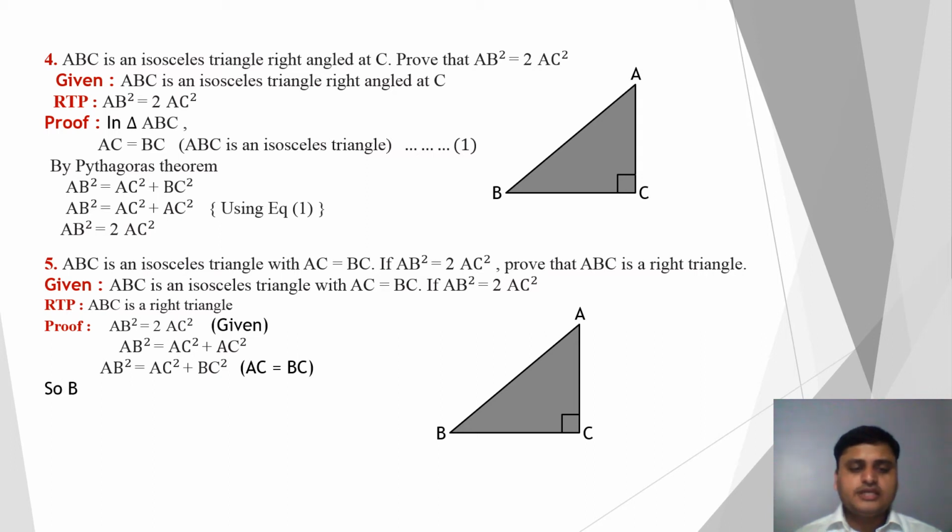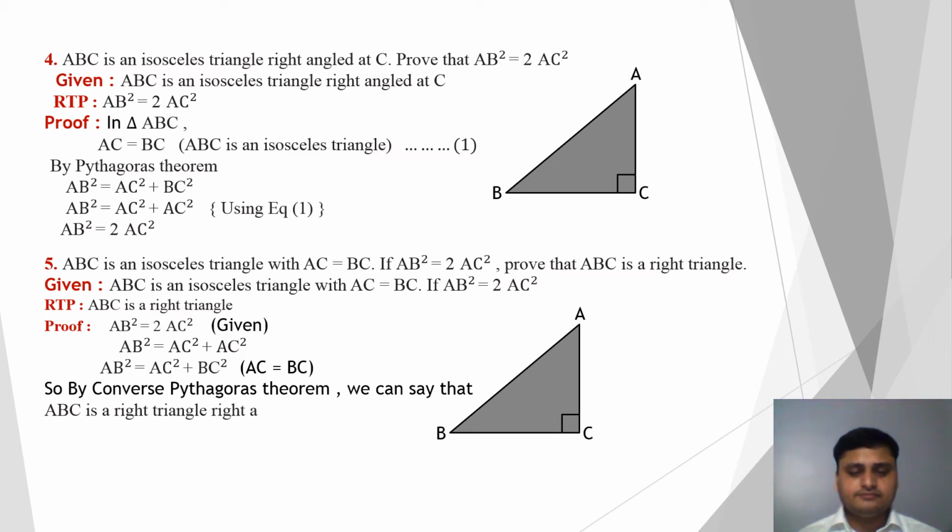After this, what can we say? By the converse of the Pythagoras theorem: if the square of the hypotenuse is equal to the sum of the squares of the other two sides, then the triangle will be a right-angled triangle, right angle at C. So by the converse Pythagoras theorem, we can say that ABC is a right triangle, right angled at C. Okay, so in this way we prove this question.